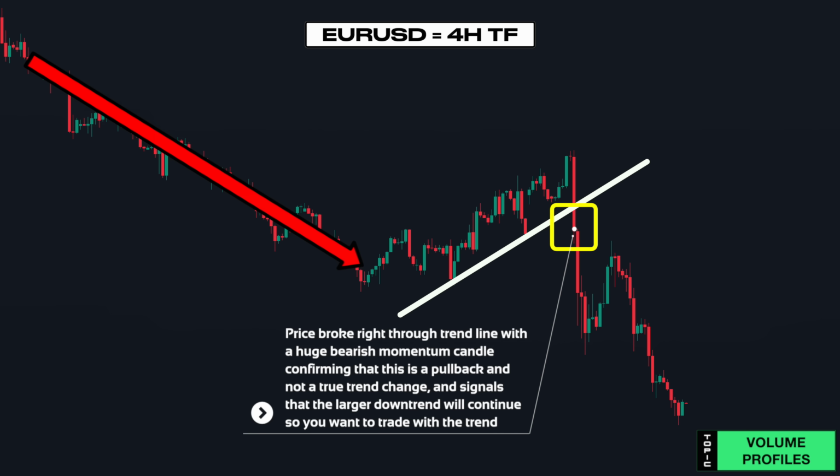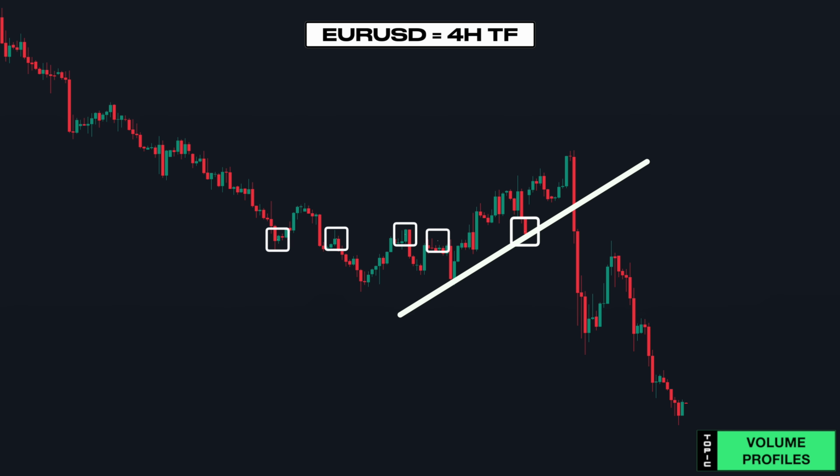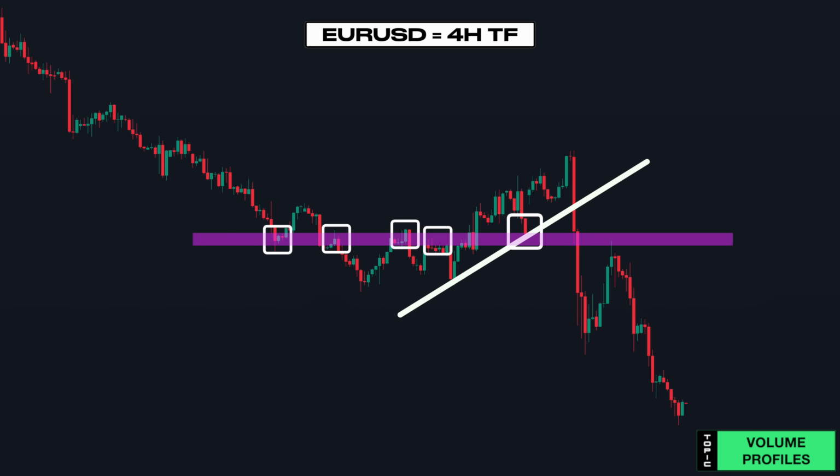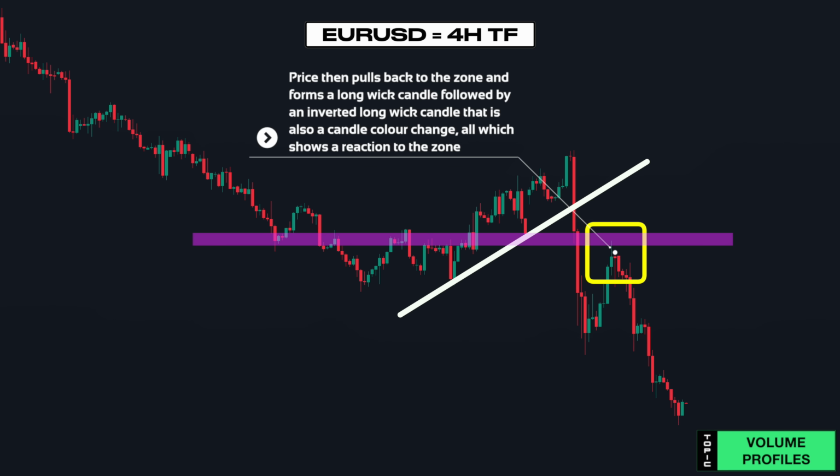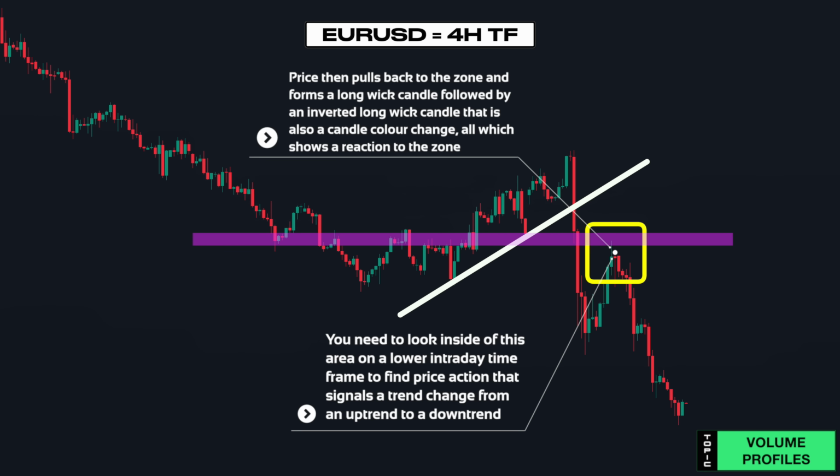So you want to trade with the trend. These reversal points give you a key SR zone. Price then pulls back to the zone and forms a long wick candle, followed by an inverted long wick candle that is also a candle color change, all which shows a reaction to the zone. As always, we need to look inside of this area on a lower intraday time frame to find price action that signals a trend change from an uptrend to a downtrend. So let's pull up the 15-minute time frame.